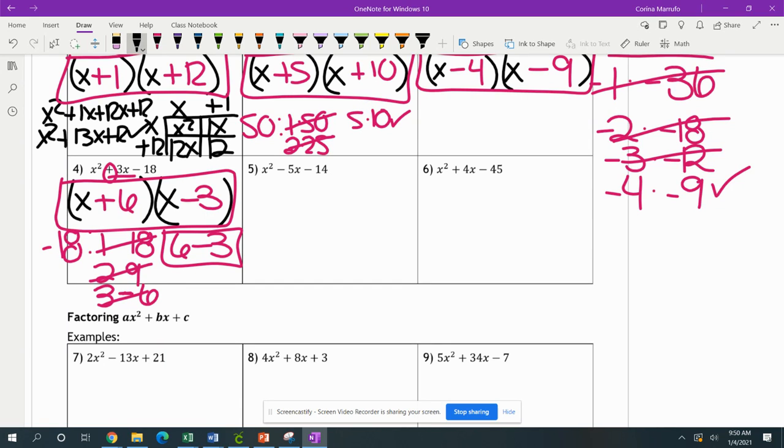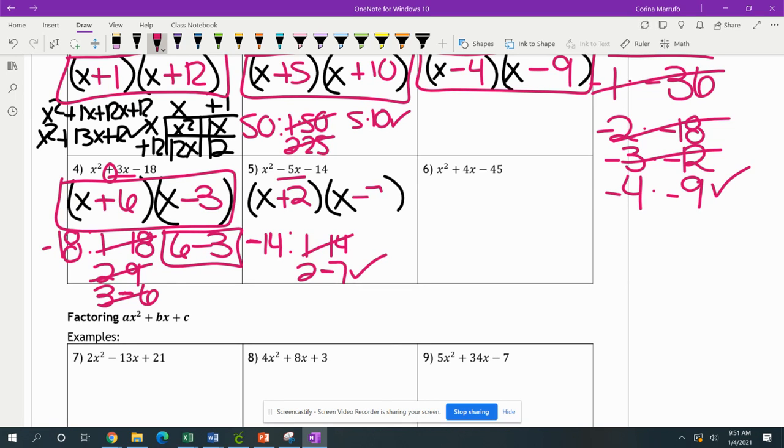Okay, let's move on to the next one. Okay, we have x squared. So x times x gives us x squared. And then for 14, it's a negative 14. So that means one's going to have to be positive and the other one's going to have to be negative. So we try 14. 1 minus 14 is negative 13. So that's not going to work. We need it to be a negative 5. So we have 2 times 7. Well, 2 times 7 gives me 14. One of them has to be negative because it's a negative 14. So 2 minus 7 would give me the negative 5. So it's going to be a positive 2 and a minus 7 because the 5 needs to be negative. That's it.